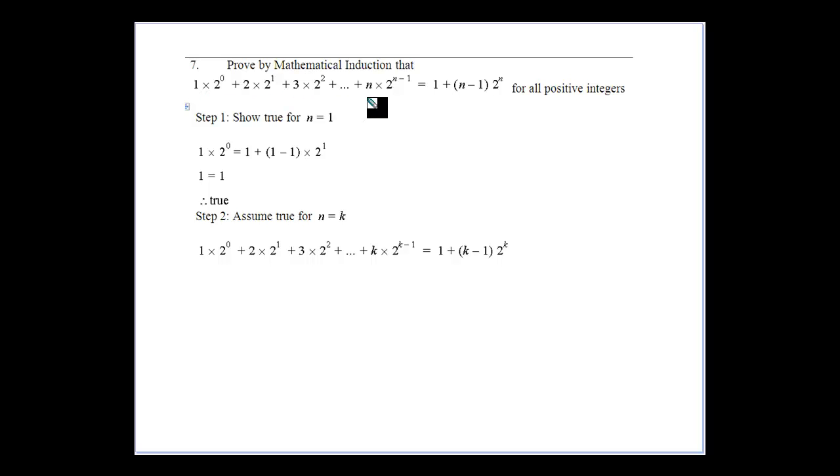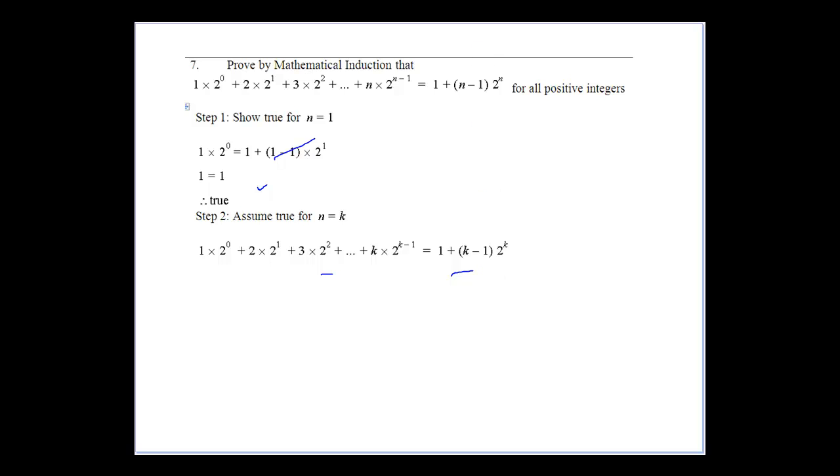The general term for this series is n times 2 to the power of n minus 1. Well, it's neither geometric nor arithmetic, but we want to prove that it comes down to 1 plus n minus 1 times 2 to the power of n. So what if we've got that? Substituting 1 again, so 1 times 2 to the power of 0, which comes down to 1. 1 plus 1 minus 1 times 2 to the power of 1, well, that'd be 0, gives us the 1 there. It's true. We assume it's true for n equal to k, so we can do our substitution.